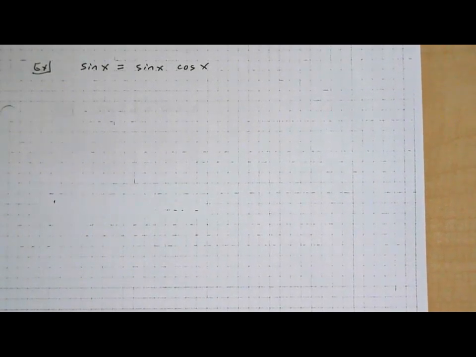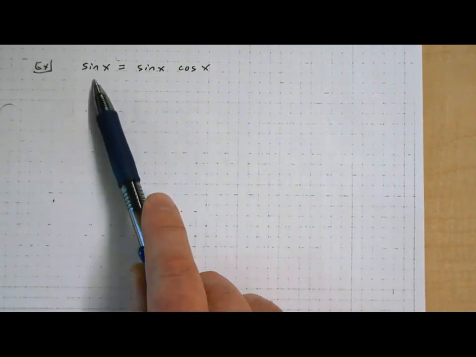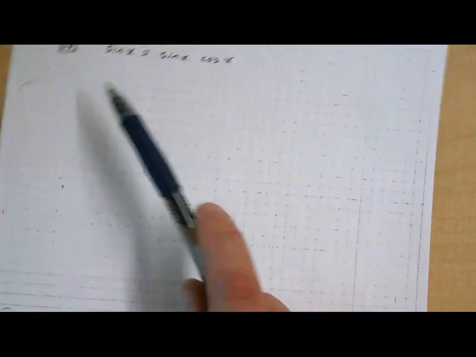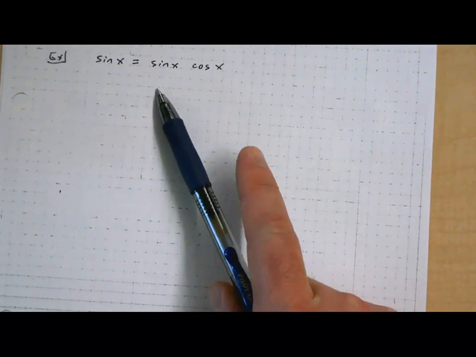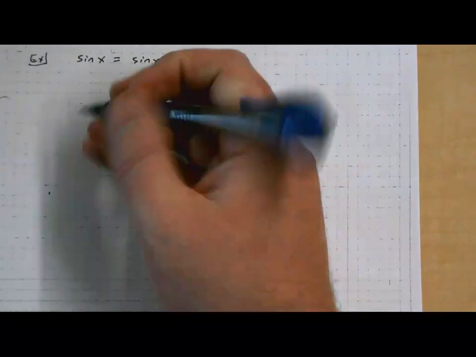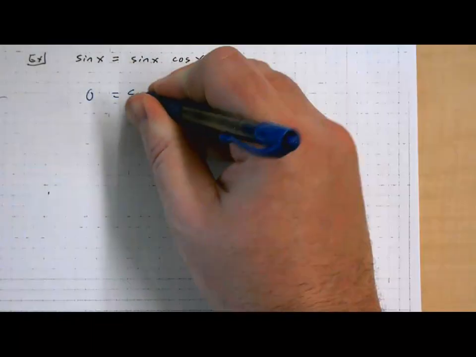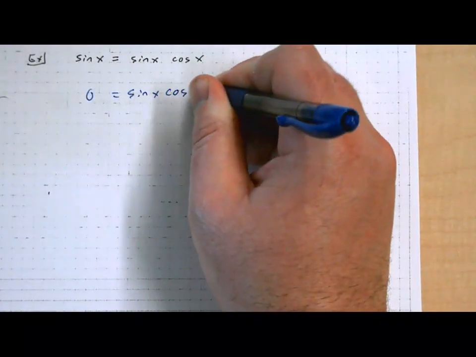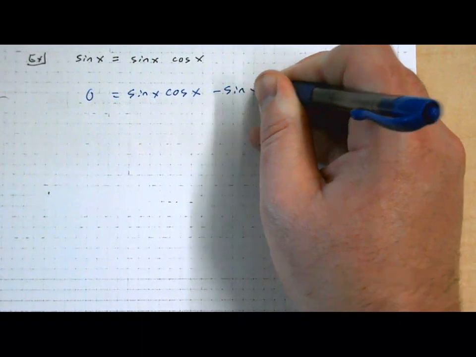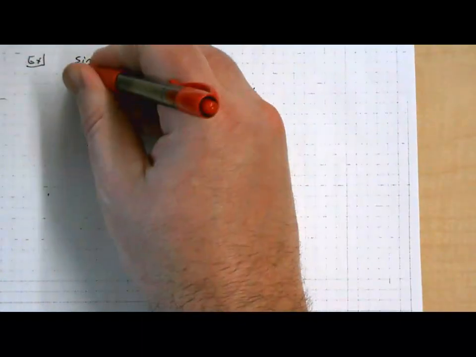So let's instead get a 0 on one side. Would y'all prefer to have the 0 over here or over here? On the right? 0 over here? 0 over here. Okay. 0 equals sine x cosine x minus sine x.